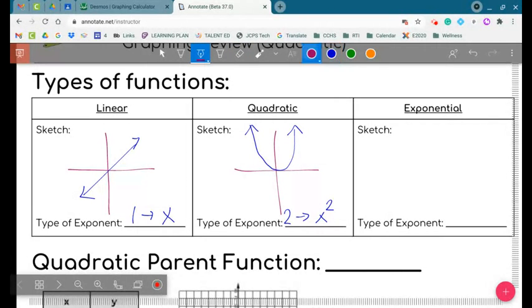Now, exponential is the last one. This is where we just got out of this unit, you guys. We have this slight curve. So our exponent is an x, so you'll have something like 2 to the x.